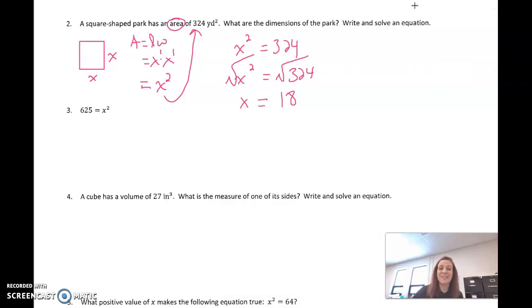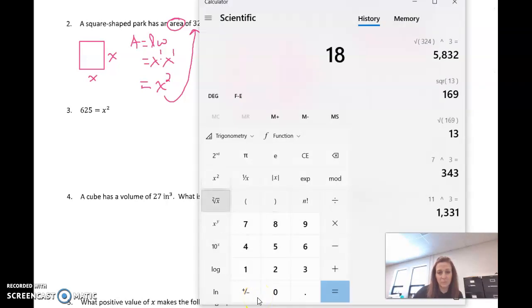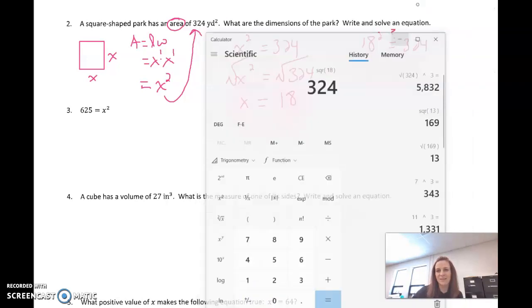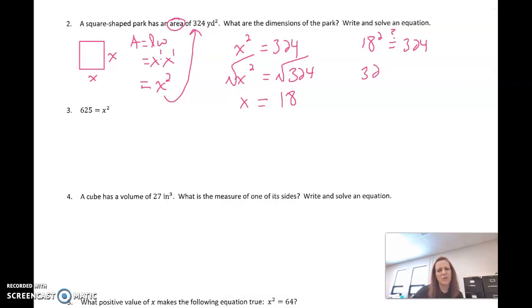Now, it doesn't say to check it here, but if I wanted to check it, I'd take 18 and plug it in for x. 18 squared. Does that equal 324? It does. So before you even turn it in to be corrected, you know if you have the right solution. Okay? And it's yards.